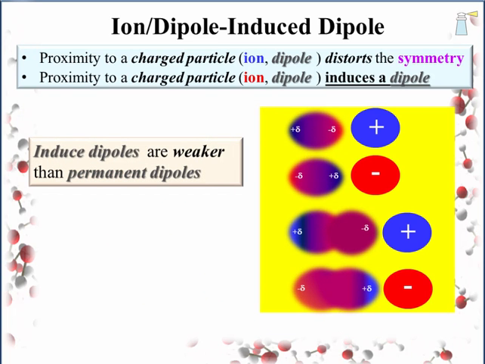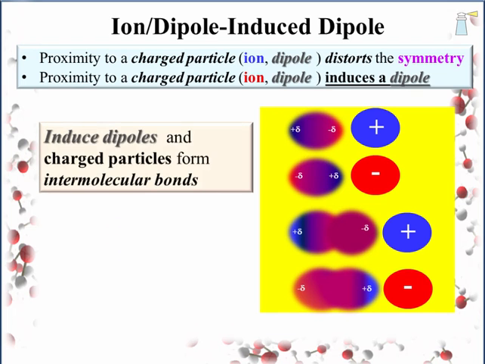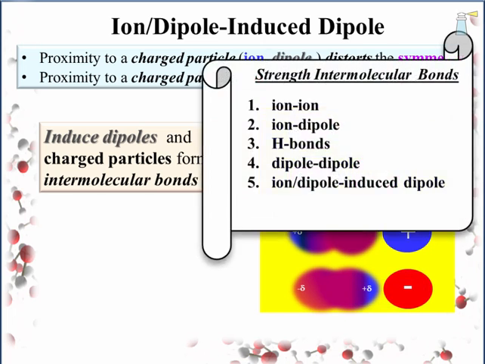Still, induced dipoles and charged particles form intermolecular bonds. The partial negative charge of the induced dipole forms a weak intermolecular bond with a permanent positive charge. The partial positive charge of the induced dipole forms a weak intermolecular bond with a permanent negative charge. The weakness of the induced dipole has this form of intermolecular bond placed towards the bottom of our list. Although it is weak, it still requires energy to break.